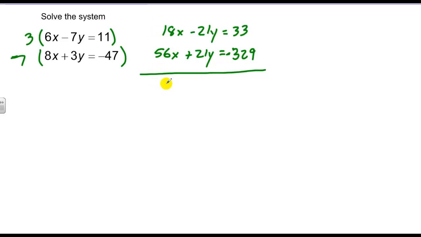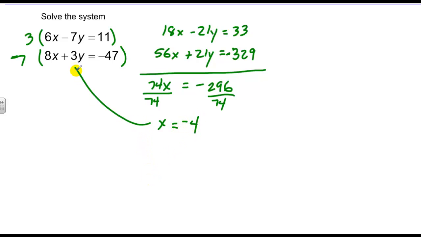I get 74x is equal to negative 329 plus 33, which is negative 296. Divide by 74 on both sides, and that's going to give me a total of negative 4.